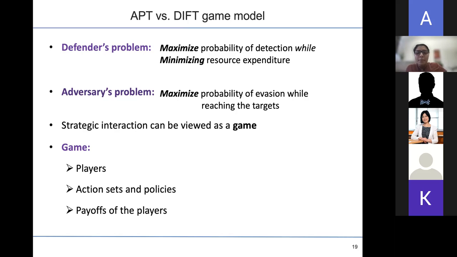A game, broadly speaking, consists of three main components. First is the set of players. So in this setting, it is the APT and the DIFT. They are the players of the game. Then the action sets and policies, so what actions and policies these players choose during this interaction. And finally, the payoff of the players. How do we model the rewards and payoffs that the players get for choosing their specific actions, right?